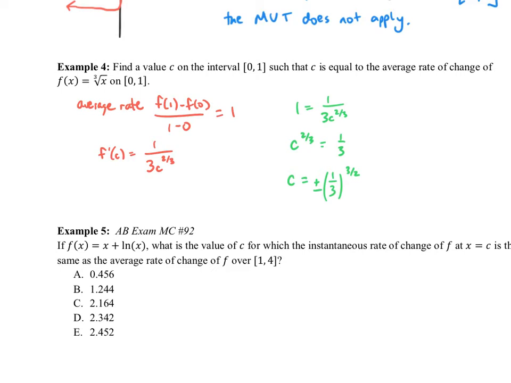So we're going to get c equal to 1 over 3 to the 3/2 power, and we could write that as 1 over 3 root 3, or we could rationalize it, doesn't really matter, but there you go, that's going to be your c value, where the mean value theorem guarantees an instantaneous rate of change equal to the average rate of change. Okay, let's go ahead and take a look at example 5.